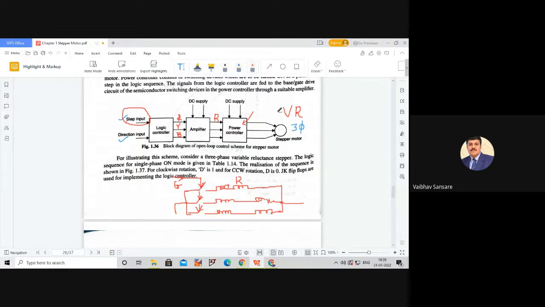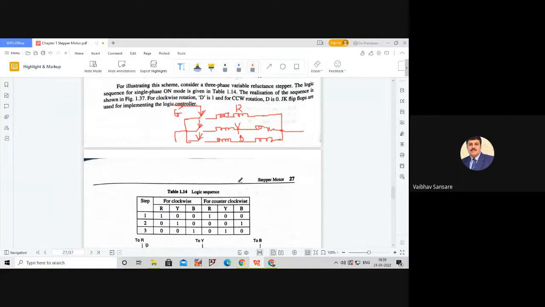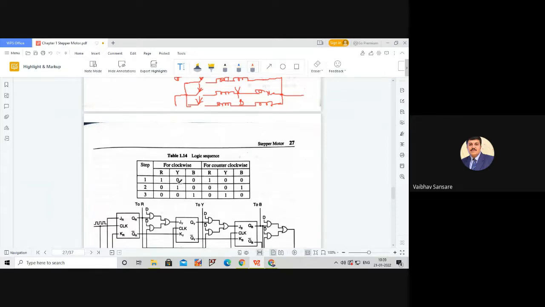That means, in this particular case, suppose R, Y, B 3 phases are there, then initially suppose we excite the R phase, keeping the Y phase and B phase in de-energized condition. Now in the next sequence we excite the Y phase by de-energizing the R phase. For that purpose we simply have to open the switch which is connected in series with the R phase. So we consider the single phase mode of operation, and let's say we realize this sequence for the clockwise direction. For the first step, the R phase is in on condition, and the remaining two phases are in off condition.